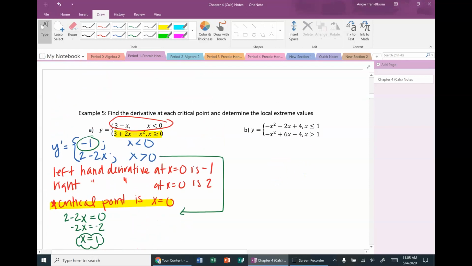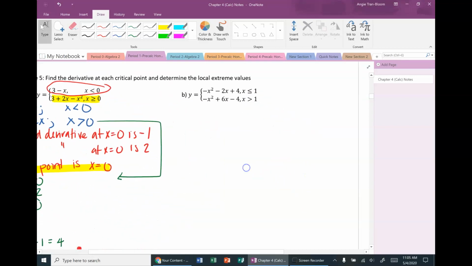Let's try again on the second piecewise. Similarly, we're going to try the same set of instructions. Find critical point, which is y prime. We are going to use the power rule. It's going to give us negative 2x minus 2 when x is less than 1. And the second one is going to be negative 2x plus 6, and it's going to give us x bigger than 1.